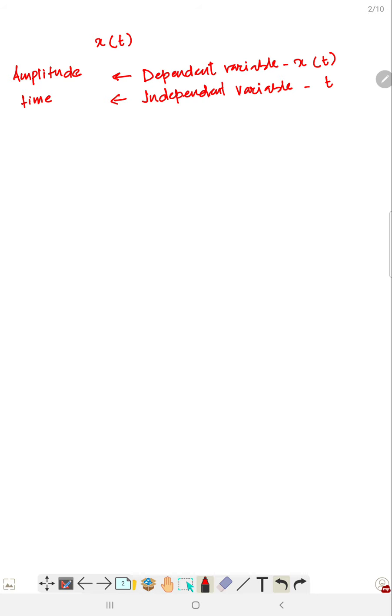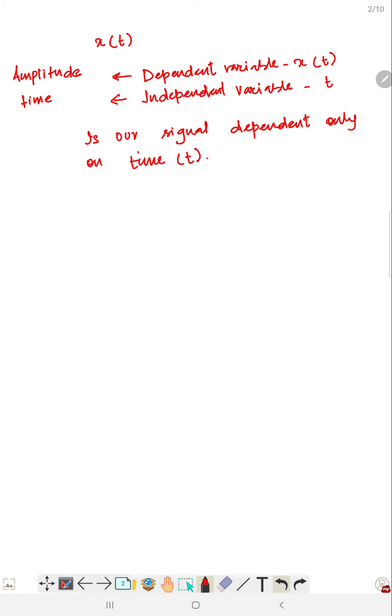Now there's a question: is our signal, generally speaking, dependent only on time? The independent variable that we have chosen in our definition, is this the only variable on which our signal will depend? Now, obviously the answer is no.